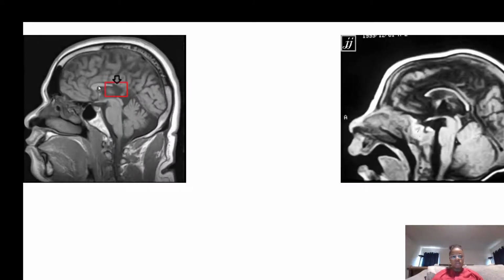As you can see right here, this is the partial agenesis, where you can see the rostrum and the genu part of the body, but then the back part is missing. And then over here is the hypoplasia, which is very thin. You see it's all there, but it's very thin.